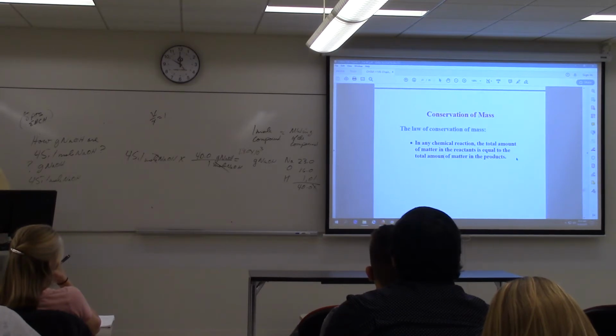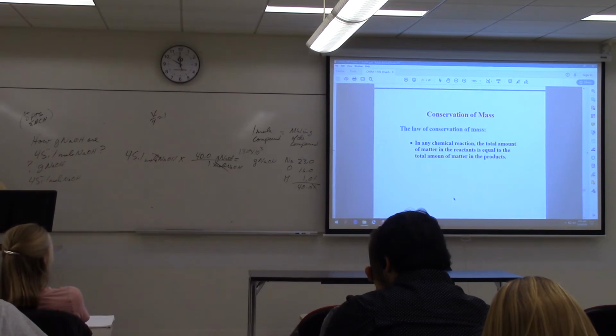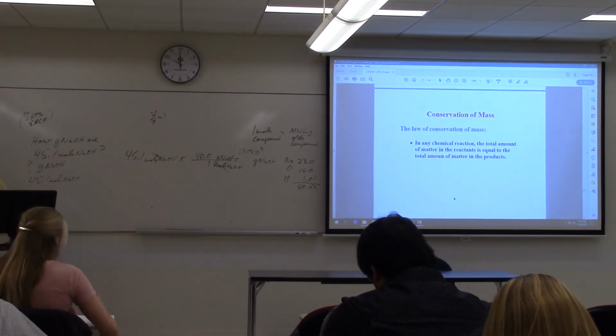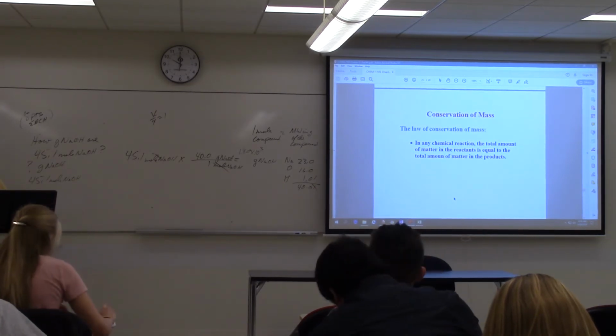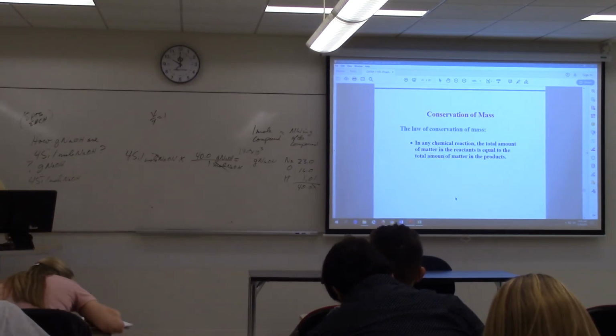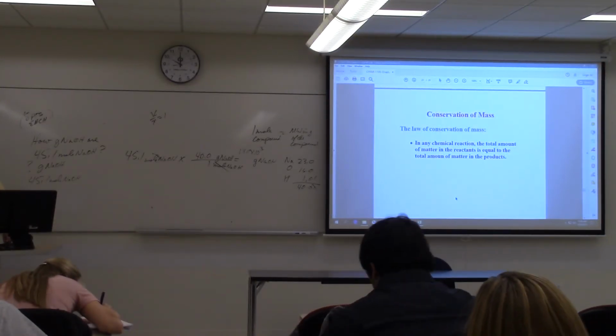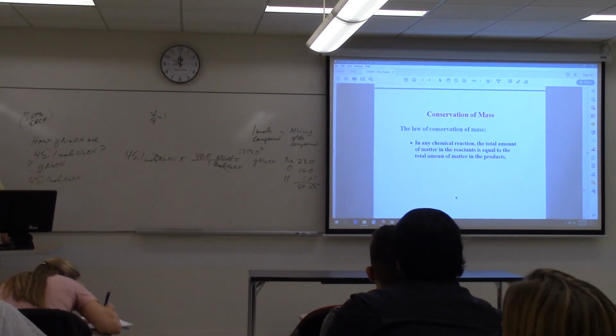Should be amount of matter in the products. So whenever you have a chemical reaction, the total amount of weight of the elements has to equal the total amount and weight of the products. Because you never create or destroy atoms in a chemical reaction.